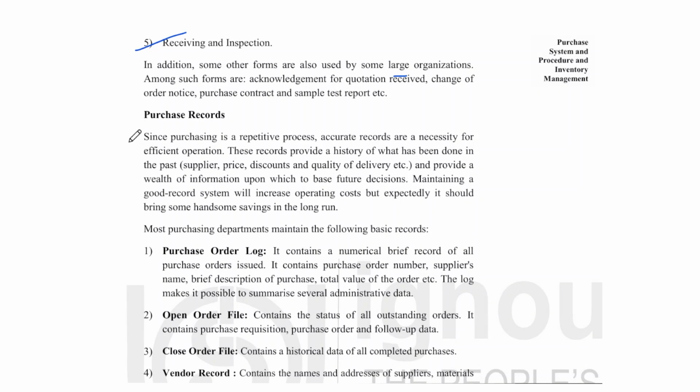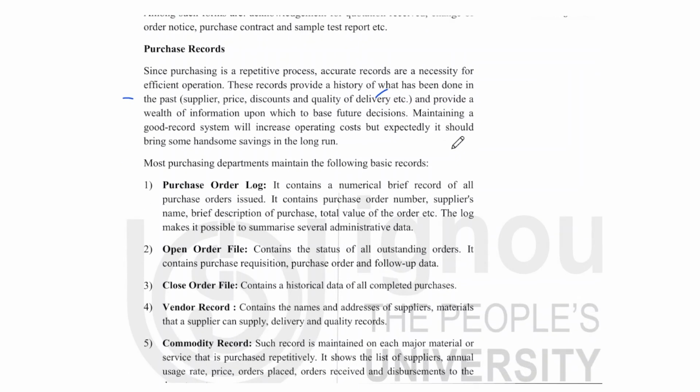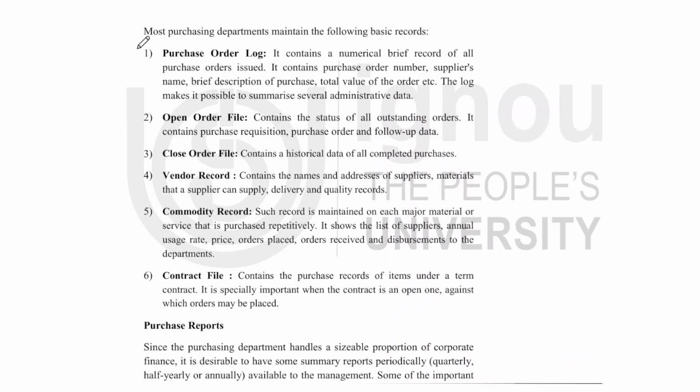Purchase record. Since purchasing is a repetitive process, accurate records are necessity for efficient operation. These records provide a history of what has been done in the past, that is supplier, price, discount, quality of delivery, etc., and provide a wealth of information upon which to base future decision. Maintaining a good record system will increase operating cost, but expectedly it should bring some handsome savings in the long run. And most purchasing departments maintain the following basic purchase order log, open order file, close order file, vendor record, commodity record, and contract file.